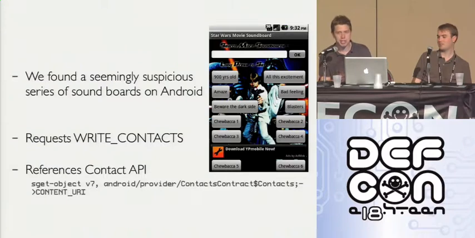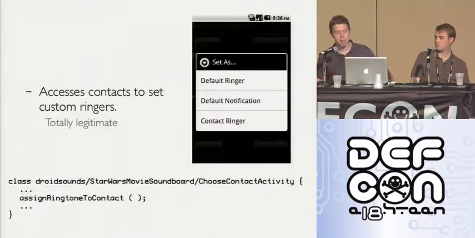So this is a disassembly. It's through a tool called Baksmali. It's a great set of disassembly tools for Android DEX files. And we found, we have a smoking gun. It's accessing the contacts API, but what's the context? What's the context of all this? Well, turns out that it accesses contacts to set custom ringers. This is a totally legitimate use case.